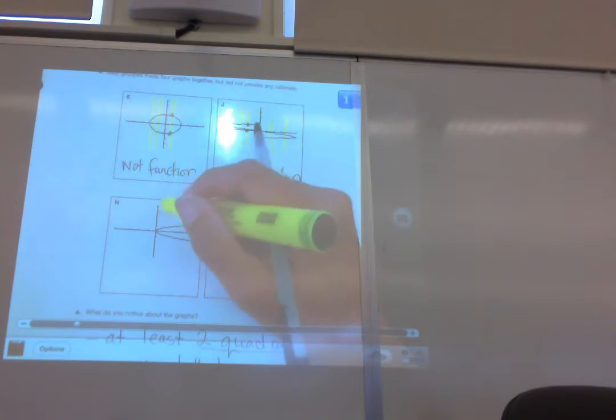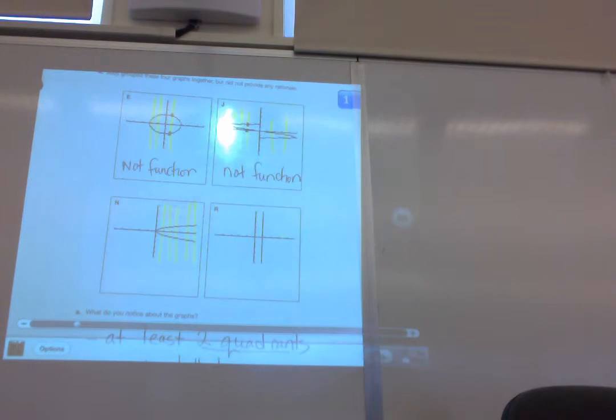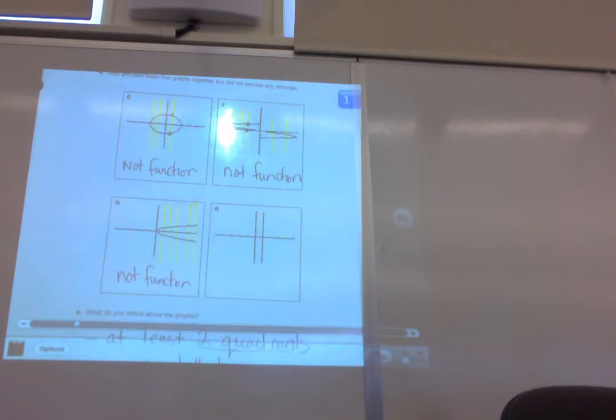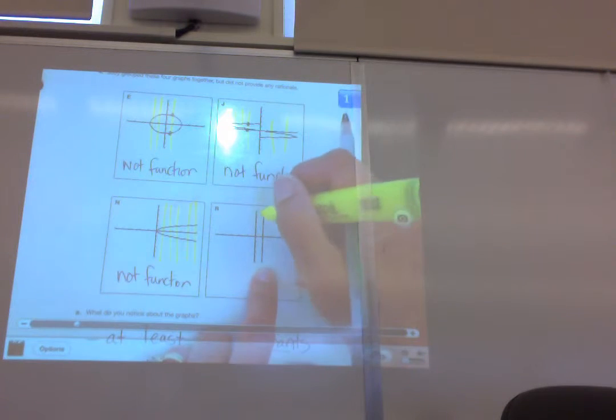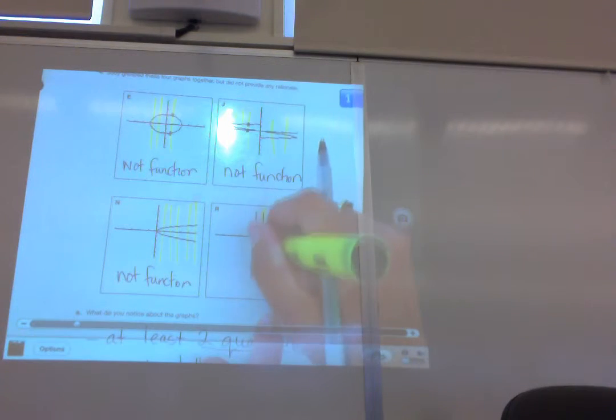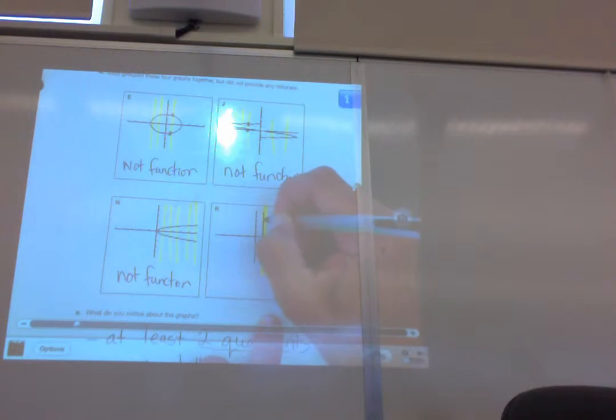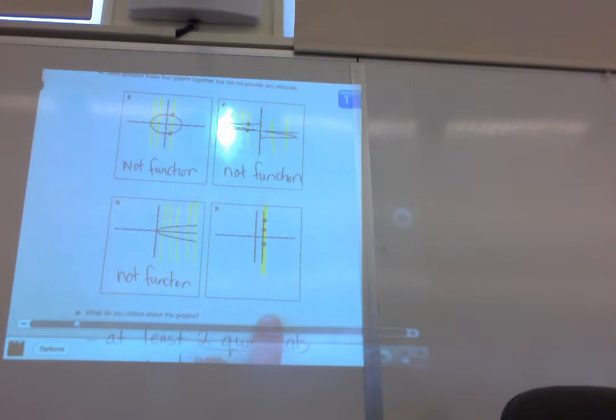Okay, N. Uh-oh, what do you see? Not function. No, we're finding another pattern that could have been something Judy used to group these. Now this one's interesting. Vertical line. There's the graph. Look at this. Yellow's hitting the graph here. Yellow's hitting the graph here. Yellow's hitting the graph here. There's an infinite number of points where a vertical line could touch R. So not function.